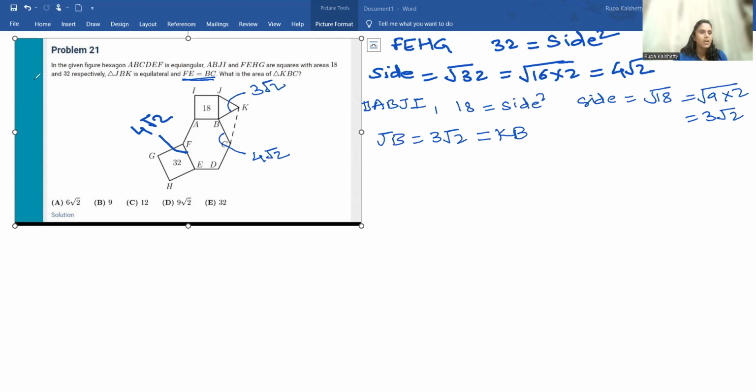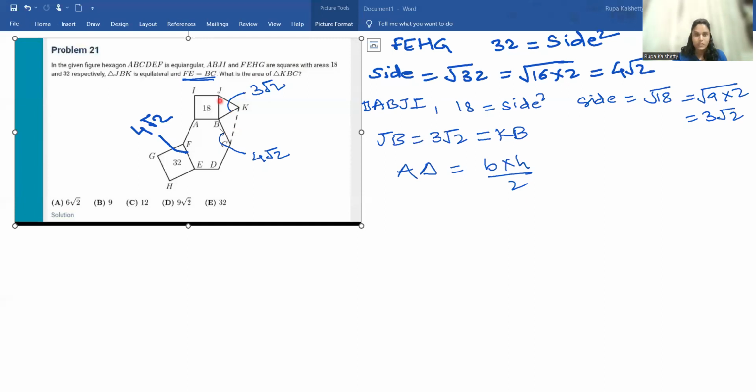Okay. Now if you see in this triangle KBC, we know the two sides, 3 root 2 and 4 root 2. But how will you find the area of this triangle? What is the formula for the area of the triangle always? It's always base times height over 2. But do we know the base? Do we know the height here? Of course, you can take one of them as base and height.